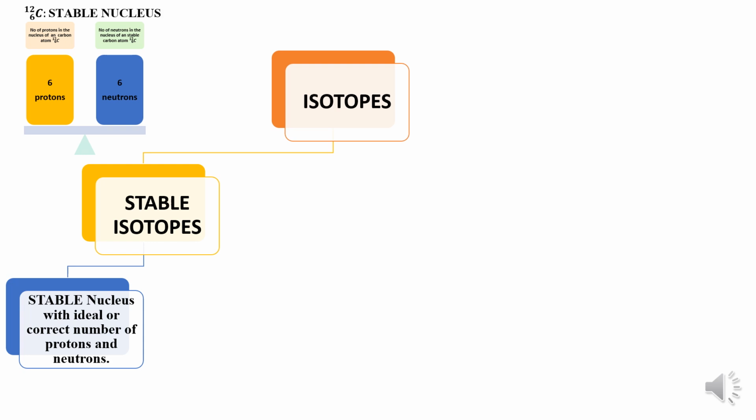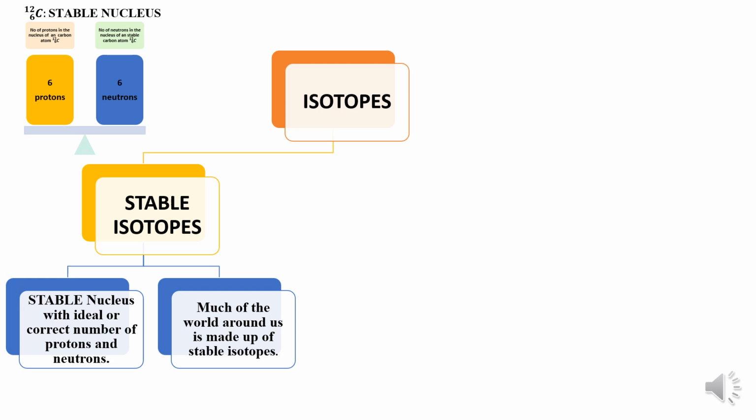Like in case of the C12 isotope, it has a stable nucleus because the number of protons in the nucleus of C12 atom is 6, and the number of neutrons in the nucleus of a stable carbon atom, that is C12 isotope, is 6. So here you find a balanced amount of protons and neutrons in case of C12 isotope, and hence it is stable in nature. So much of the world around us is made up of stable isotopes.